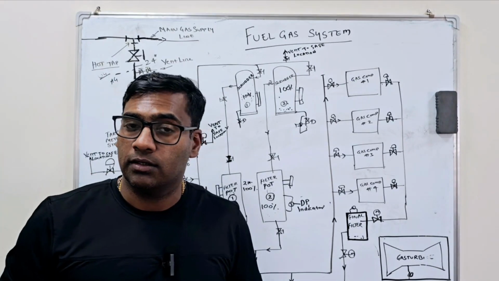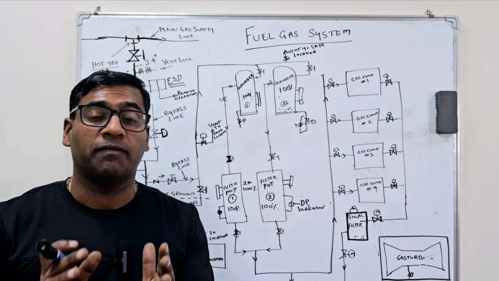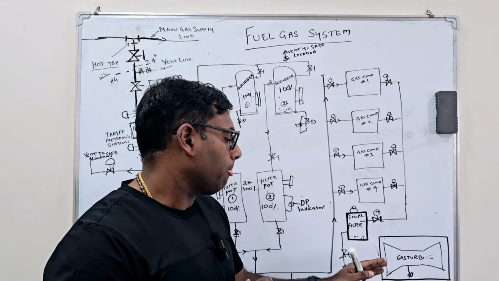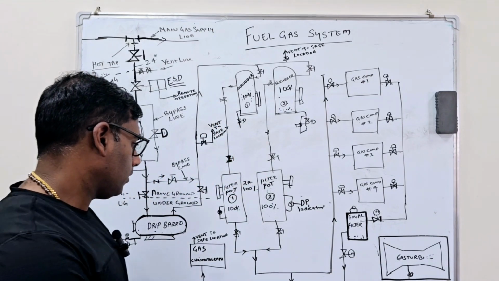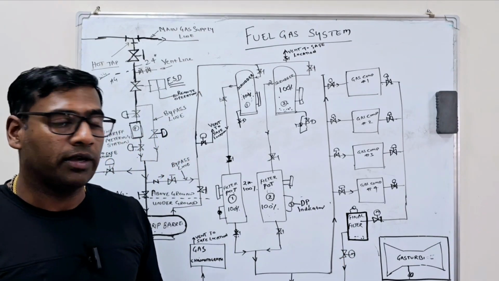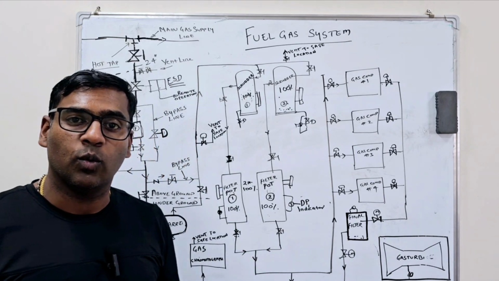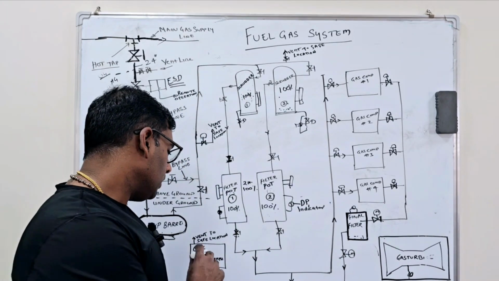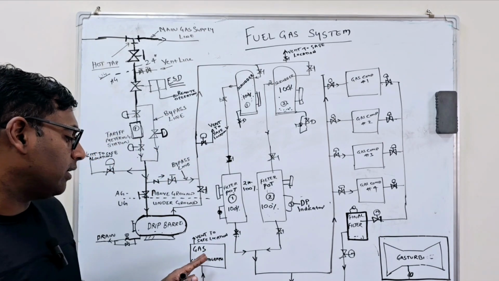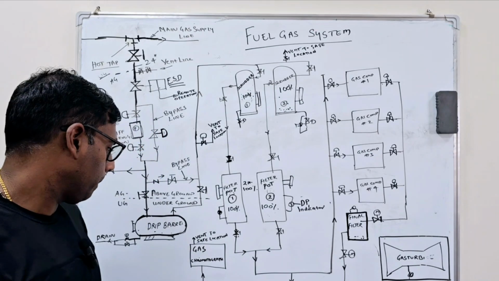Why do we need to measure the gas? Because the OEM of the gas turbine has a specified gas quality which needs to be maintained for the combustion. So we cannot just put any quality of gas into the gas turbine. It has to be as per the OEM specified gas. To know that, we are using a device called a gas chromatograph. The gas chromatograph will provide you with the exact gas quality.